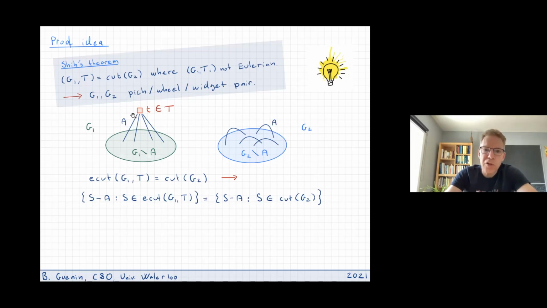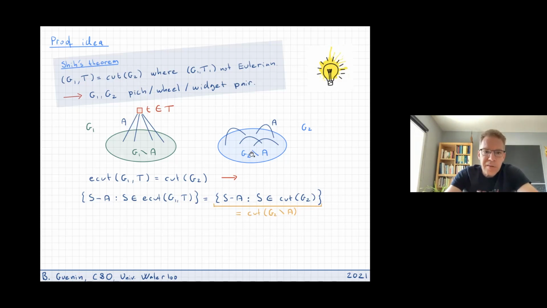And then you pick one terminal here, and then you just remove all the edges of A. So that's what I've written here. I think of this as a set. I have a set of even cuts of (G1,T), which is the set of all cuts of G2. And then I just remove the set A from each of those families of sets. Now, if I look at G2, if I delete all the edges in A, well, I just get all the cuts of G2 deleted A.